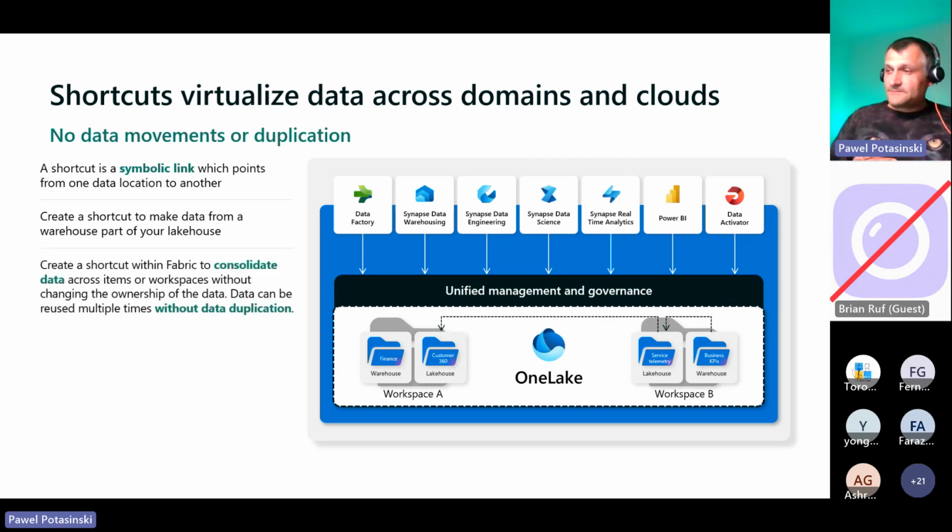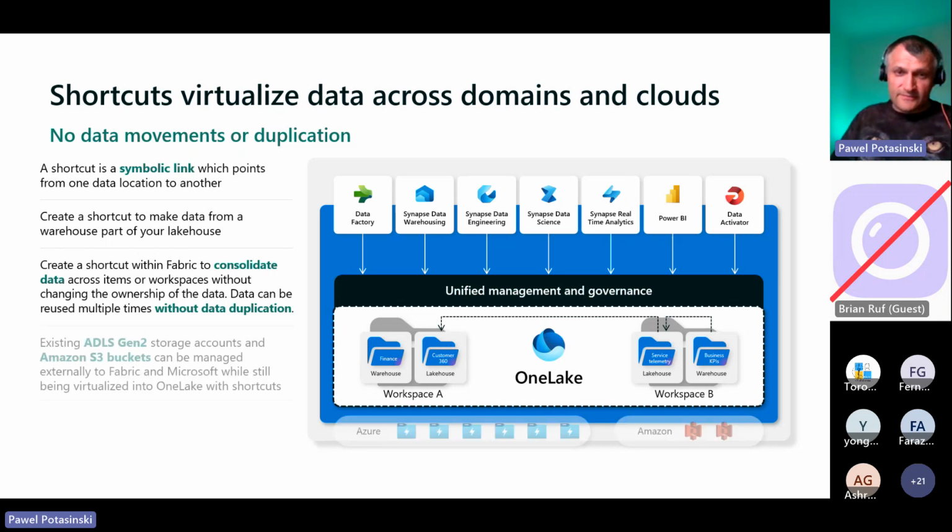You can also use shortcuts to consolidate data across workspaces and domains without changing the ownership of the data. In this example, workspace B still owns the data while still having ultimate control over who can access it and how it stays up to date. Okay, so again, it's not just about bringing data between different types of data items. It's also about connecting the data between different parts of the organization.